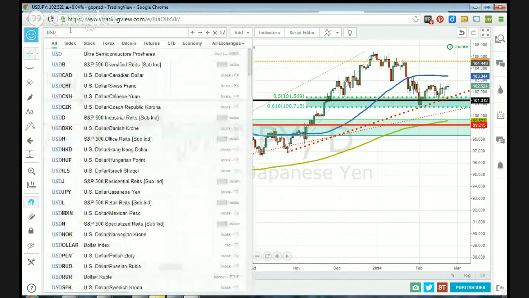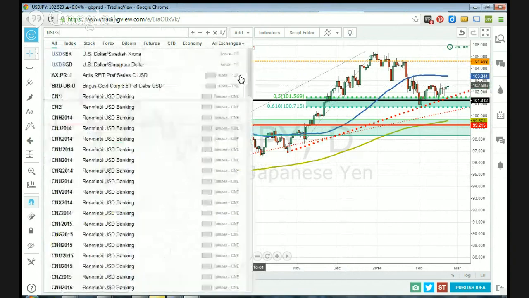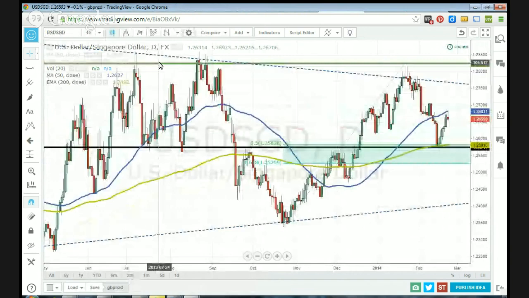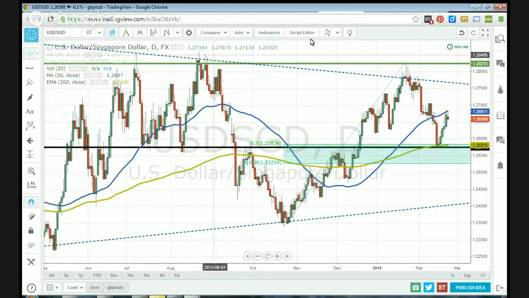Dollar Singapore is the next one. Yeah, we are at the 50 simple moving average. However, I really want to see it fall to the top or bottom of this range, these blue lines here. If we can go there and see it coincide with a horizontal support level, that's the kind of opportunity I'd be really interested in.